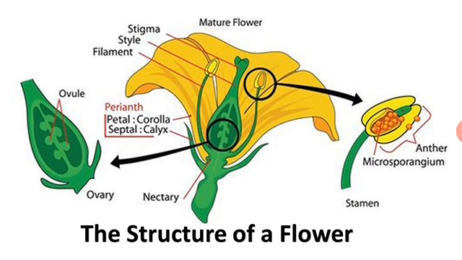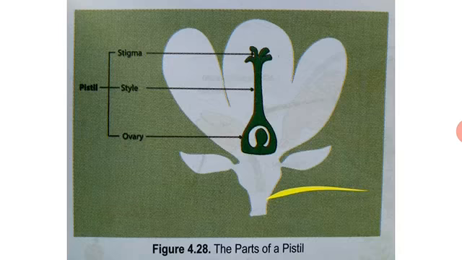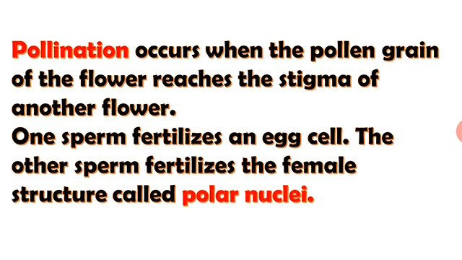While in the pistil we have the stigma, style, and ovule. So these are the structures of the flower. Pollination occurs when the pollen grain of the flower reaches the stigma of another flower. One sperm fertilizes an egg. The other sperm cell fertilizes the female structure called the polar nuclei.